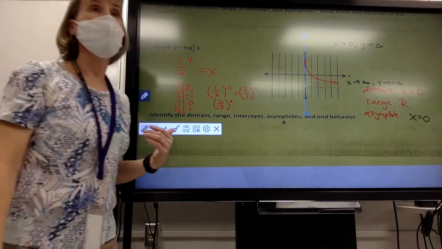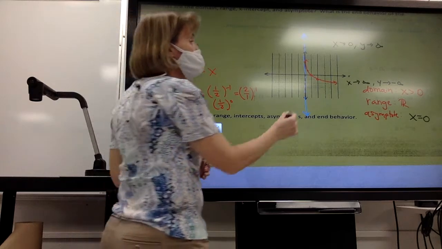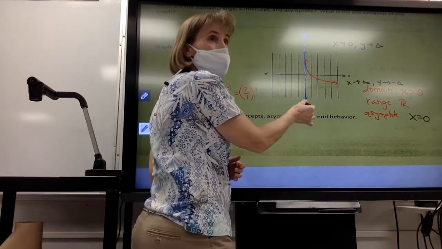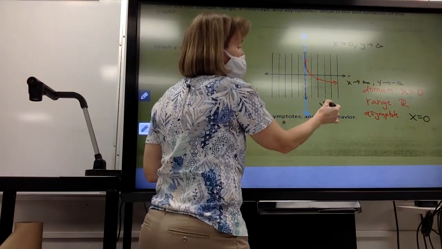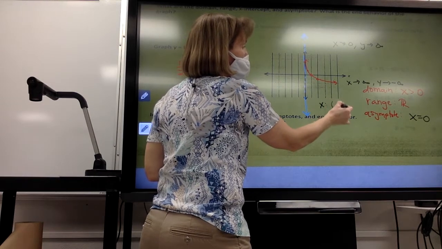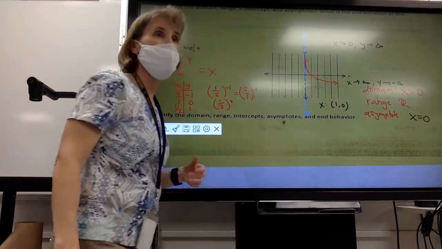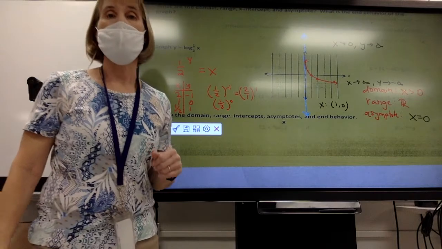If I asked you for an intercept, now we don't have a y-intercept anymore. We have an x-intercept. We would say the x-intercept is at 1, 0. Or if you just said x equals 1 for the x-intercept, that would be fine.